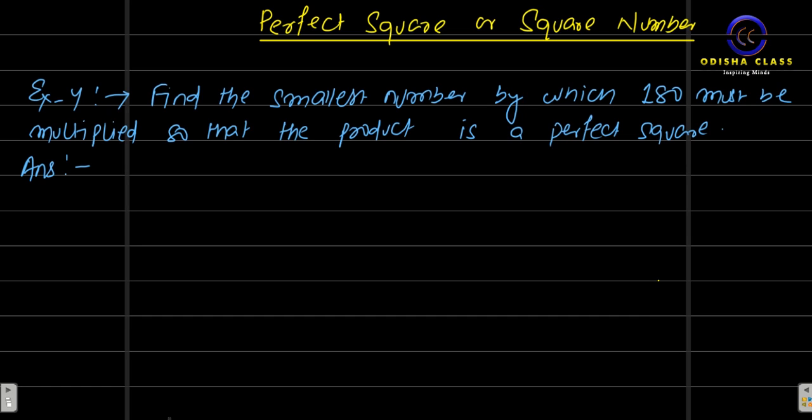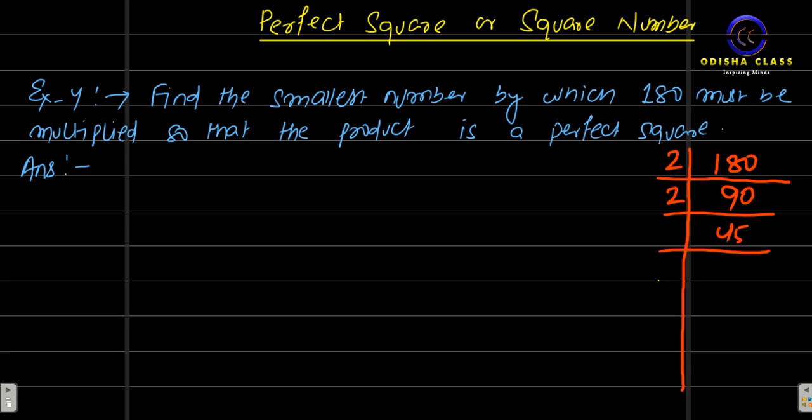Resolve 180 into prime factors, or else do the prime factorization of 180. 180 divided by 2 becomes 90, then divided by 2 it becomes 45. It is not divisible by 2 anymore because the last digit is 5, so we think about the next prime number, 3. 45 divided by 3 becomes 15, then divided by 3 it becomes 5, then 5 divided by 5 gives 1.